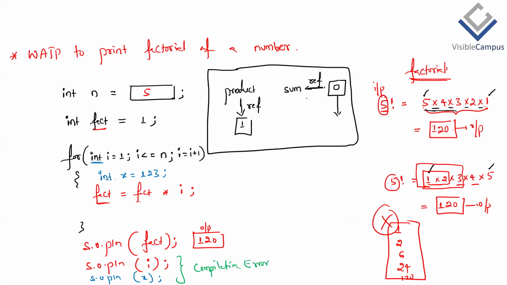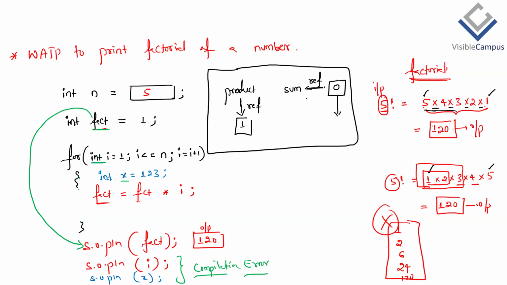Why? Because fact is initialized outside the loop. That's why we were able to access it outside the loop also. But here i is initialized in the loop header, which I'll say is inside the loop only. And x is also initialized inside the loop only. So such type of variables are not possible to access outside the loop. Remember this point. That's why we cannot print i, we cannot print x also. These are compilation errors. It's not available.